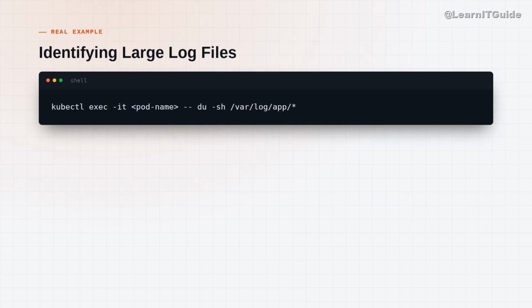Usually, it is application logs. Use the disk usage command to identify which directories are growing out of control. In this example, we are checking the logs directory. If you find a log file that is several gigabytes in size, you need to implement log rotation immediately.